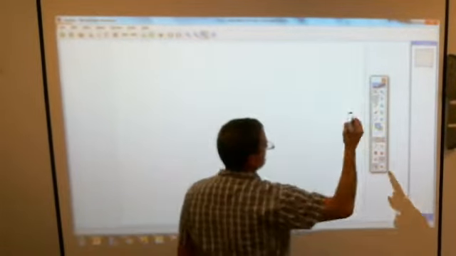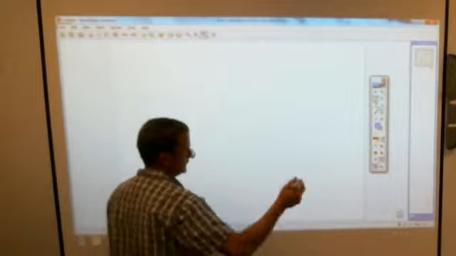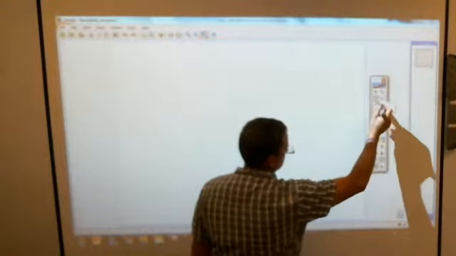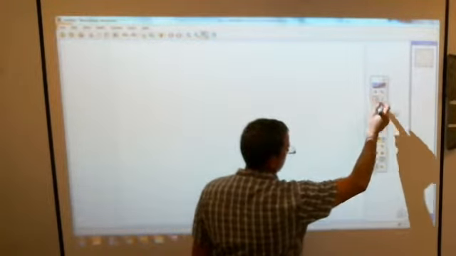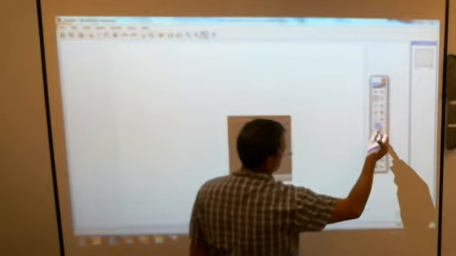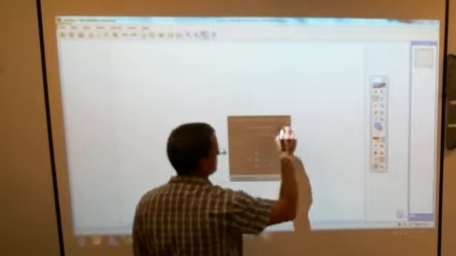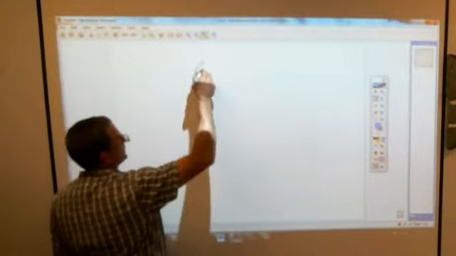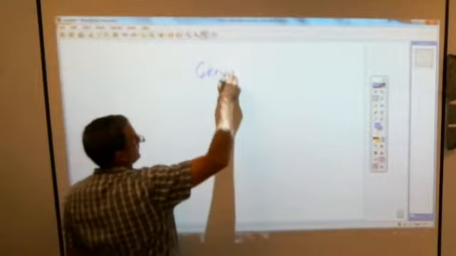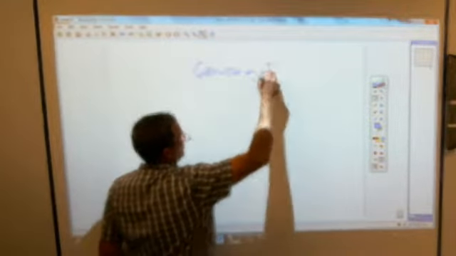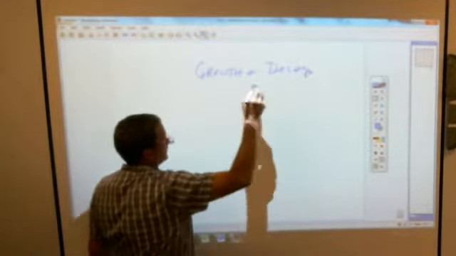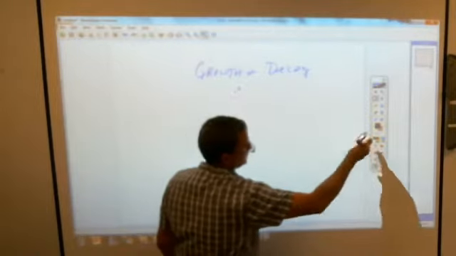Growth and decay is a lot like compound interest. I don't know if that's true or not, but I'm going to say it. Growth and decay. And what you have to think about is, think about this, like a sequence.